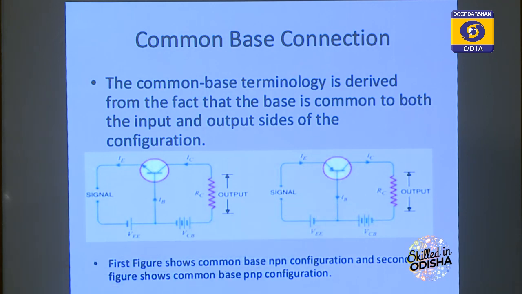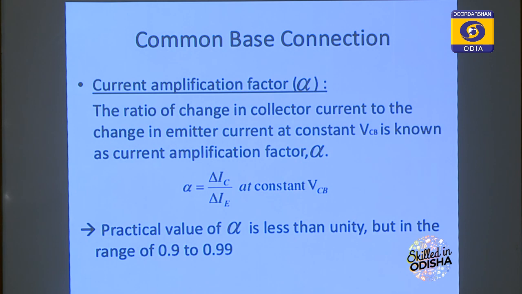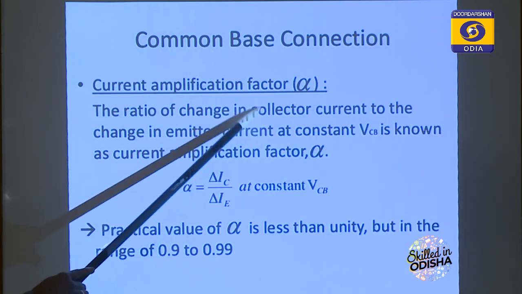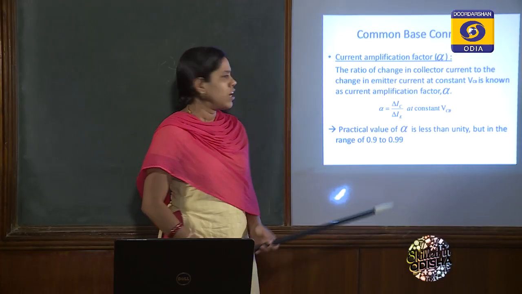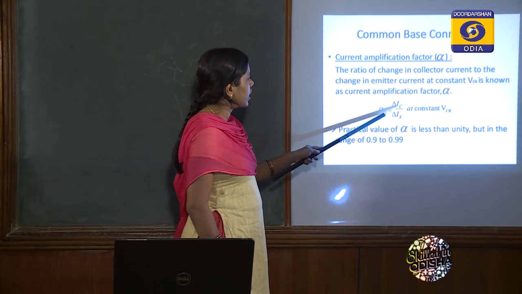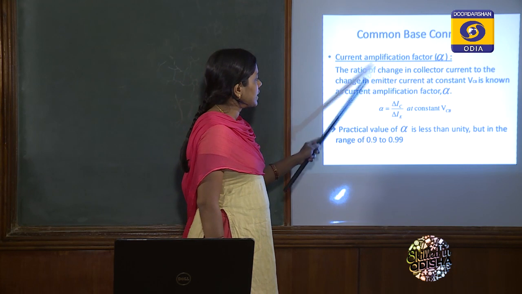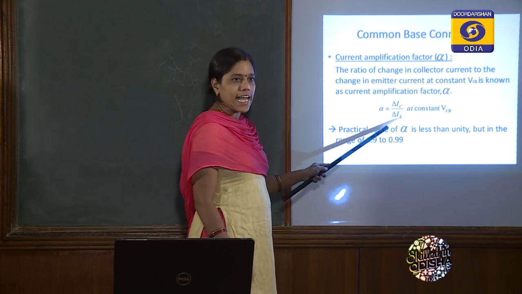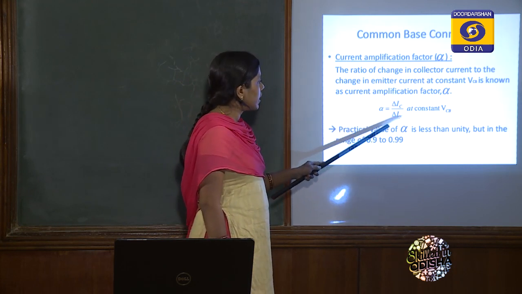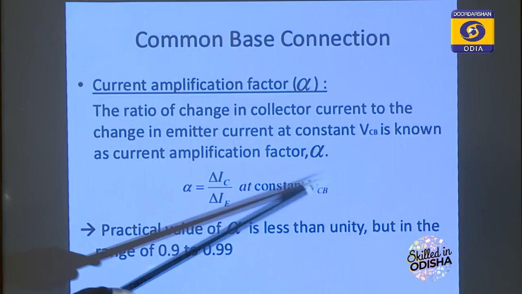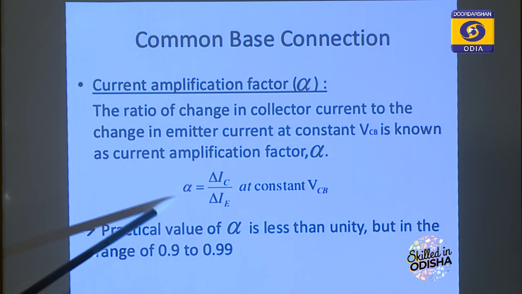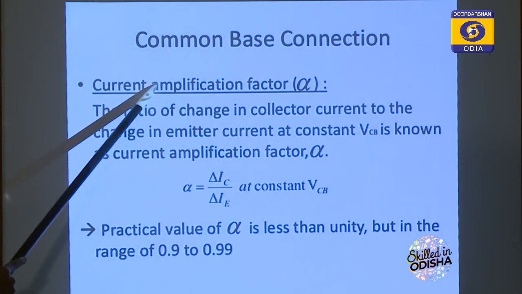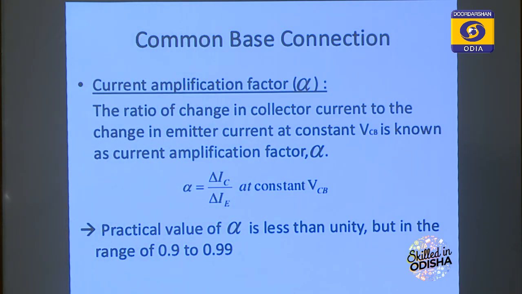So the current amplification factor for any connection is the ratio of output current to input current at constant output voltage. For the common base case, output current is IC, input current is IE. So this is the output current divided by input current at constant output voltage VCB, and this is the symbol for alpha. Alpha is the current amplification factor for these connections.